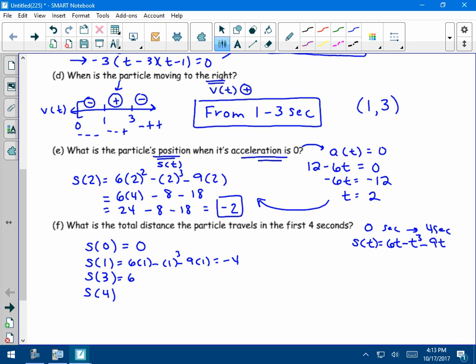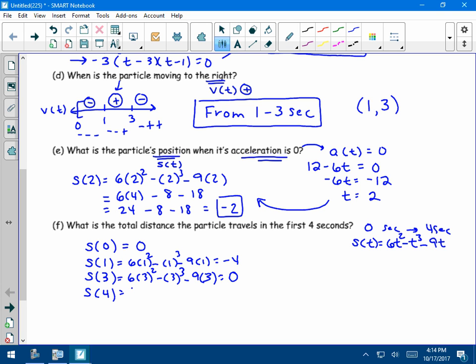s of 3 would be 6 times 3 minus 3 cubed minus 9 times 3. So that's 18 minus 3 cubed is 27. So 18 minus 27 is negative 9. Negative 9 minus 27 again. Sorry, what am I doing? 6t, oh, sorry, 6t squared, I wrote it wrong. Try that again. This is really 9 times 6, so 54, minus 27, minus another 27. That comes out to be 0.